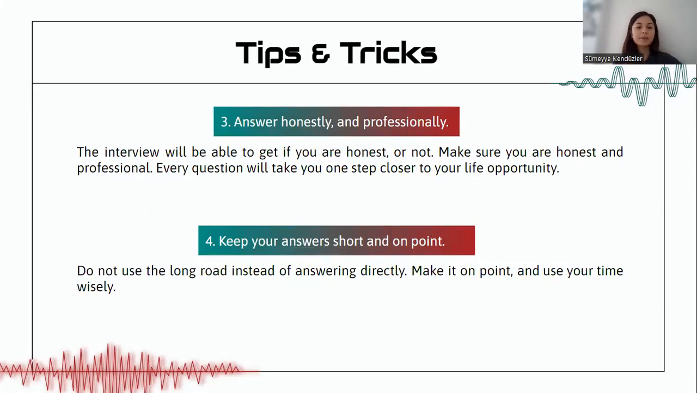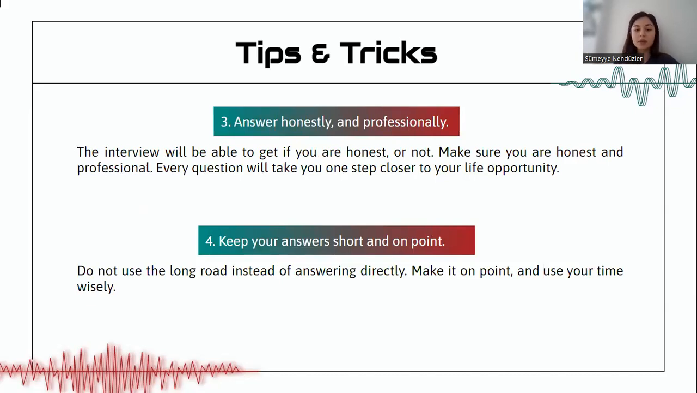The interviewer will be able to tell if you're honest or not, because the interviewer has probably had many interviews before you, so they are going to be able to understand if you're lying or not. So make sure you're honest and professional. Every question will take you one step closer to your life opportunity.